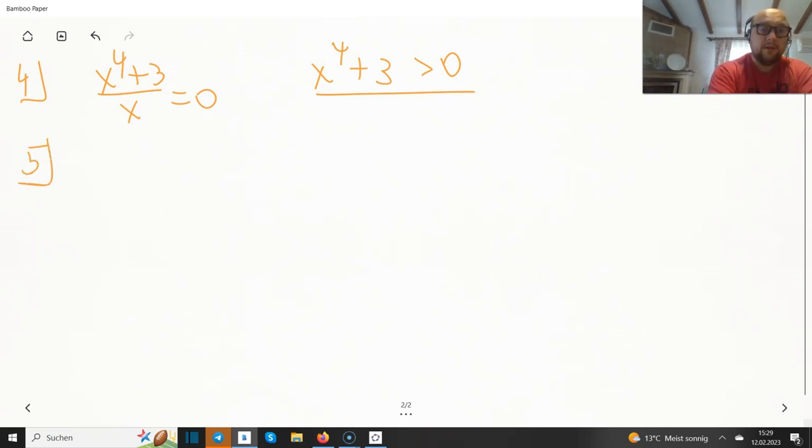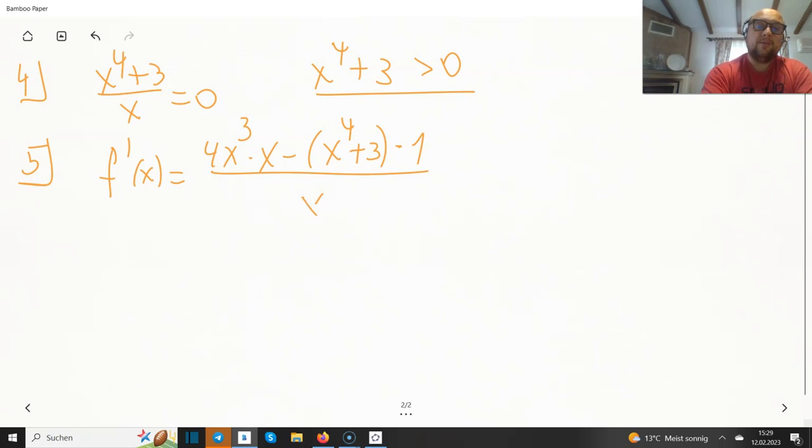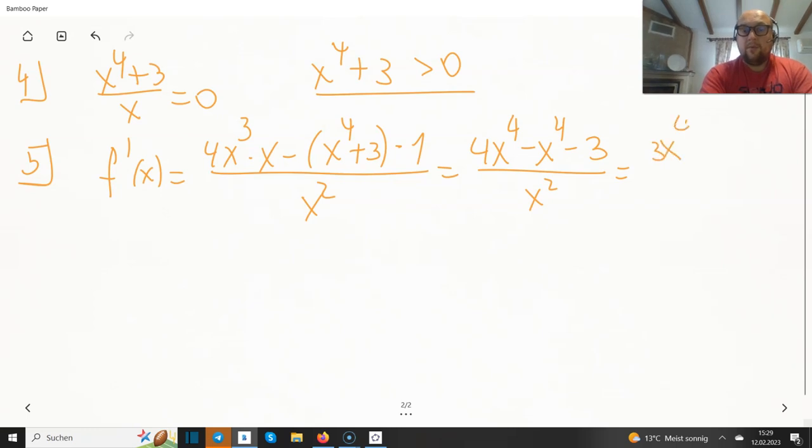Number 4, extreme values. For these, we need to compute the derivative, which is once again the quotient rule. So we get 4x cubed times x minus x to the power of 4 plus 3 times 1 divided over x squared. Can we simplify it? Well, we could try 4x to the power of 4 minus x to the power of 4 minus 3. Hope I didn't make any mistake. 3x to the power of 4 minus 3 divided over x squared. There you go.